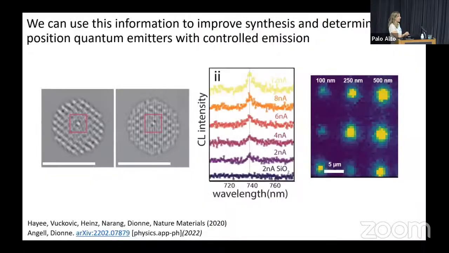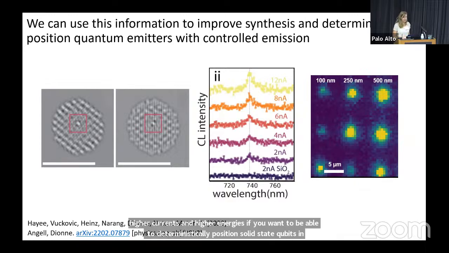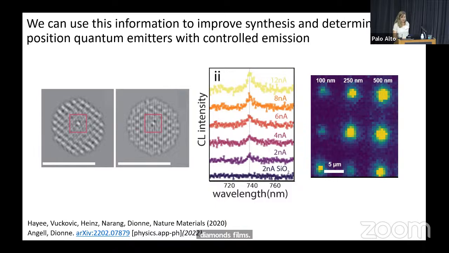State qubits in diamond film. So here you can see, based on different beam energies, how you can position the qubit and look at its fidelity. So second science highlight.